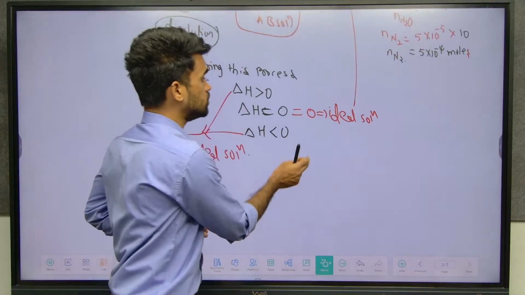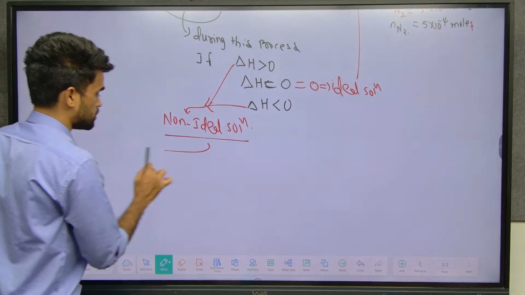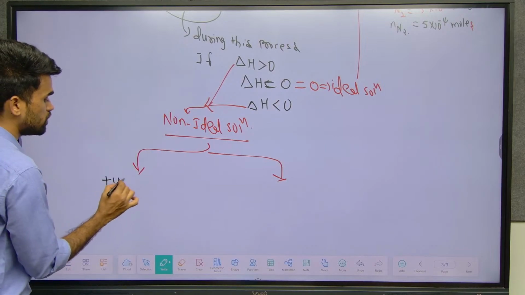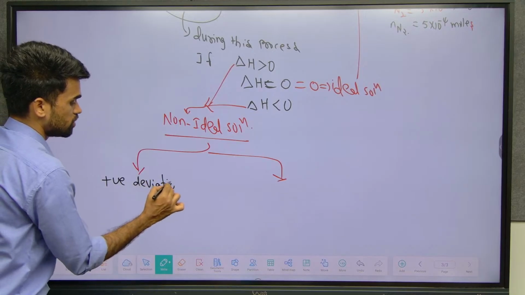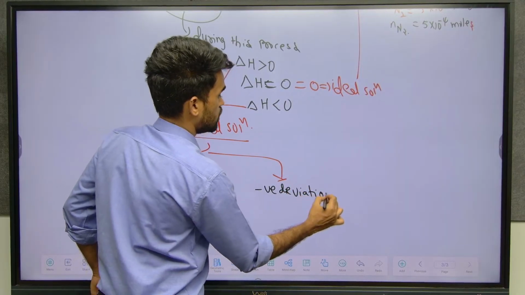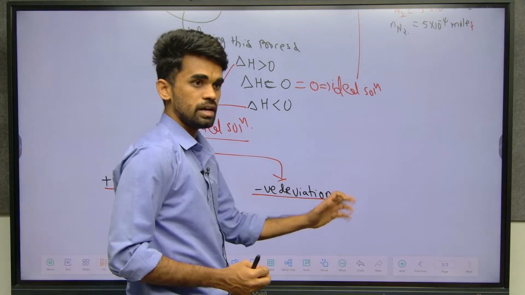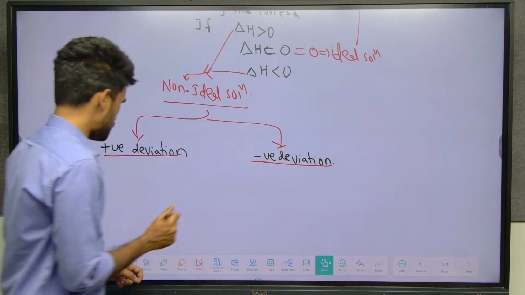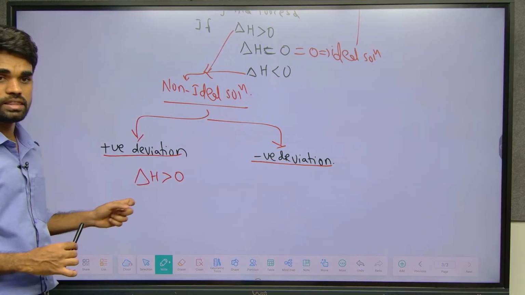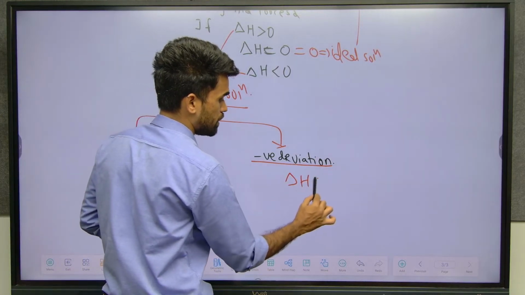Okay. See, now you are going to get ideal and non-ideal solutions. Non-ideal solutions are again of two types. How many types am I saying? Two types. One is non-ideal solutions which show positive deviation, and the other shows negative deviation. Positively deviated solution, negatively deviated solution. When I say positively deviated solution, enthalpy change will be greater than 0. Here, negative deviation means enthalpy change will be less than 0.